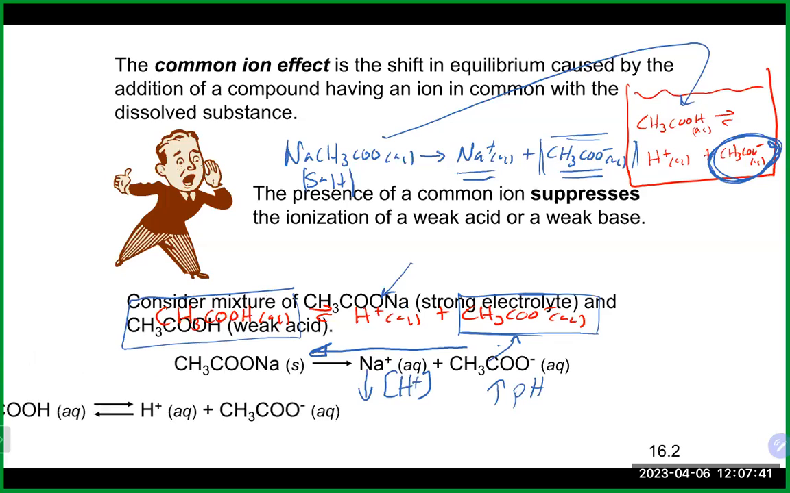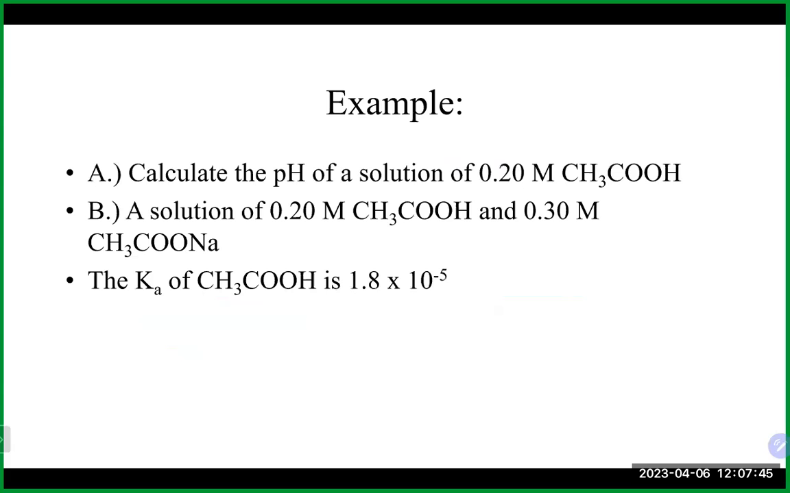Okay, so let's take an actual look at this calculation-wise to see this. So let's try this here. Why don't you first do part A? Calculate the pH of a 0.2 molar solution of acetic acid. The Ka value there is on the bottom. See what you come up with. So work on part A. Okay, let's take a look here at part A. So part A, we have 0.2 molar acetic acid.